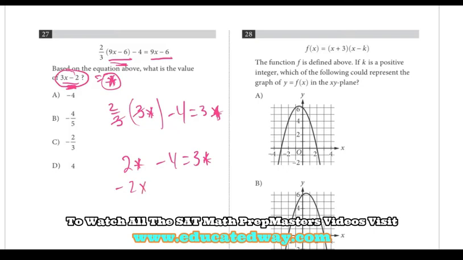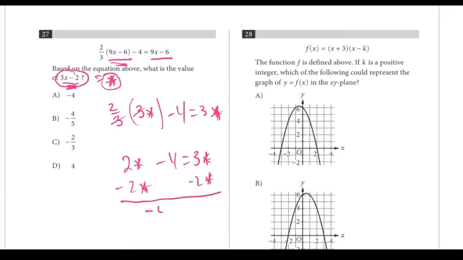Subtract the 2 stars from both sides. Kind of a crazy way to do it, but this is the fastest way, I would say, to show this. And your star, the new made-up variable that I made up here, is -4. Answer choice A. Now, you don't have to do it that way. I could do it the regular algebraic way like many of you will do, but that's just a quick shortcut, noticing that 3x minus 2 was 1/3 of this.